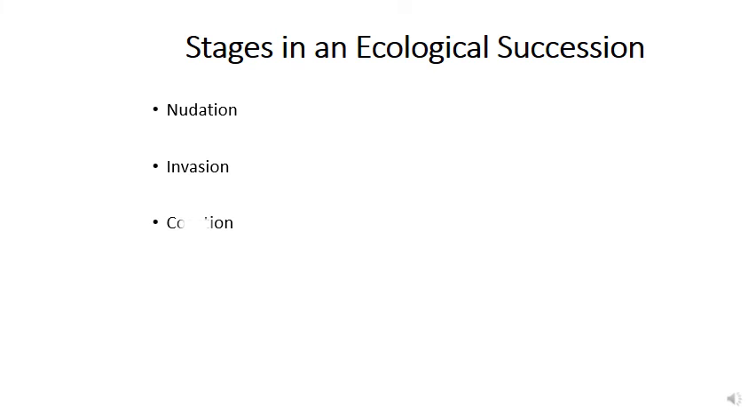Next is coaction, or competition. As vegetation becomes well established, it grows and spreads. Various species begin to compete for space, food, light, and nutrients. These species affect each other's life in different ways. They have to fight for survival resources.